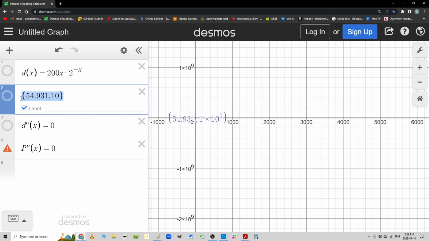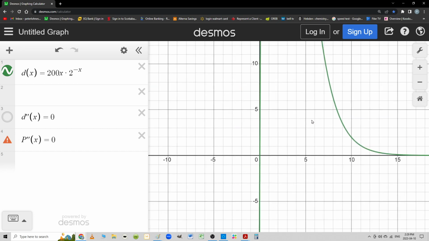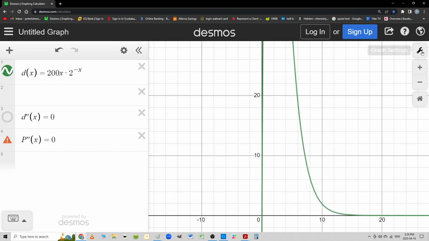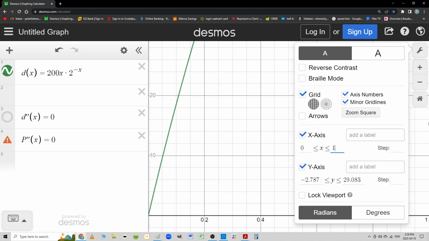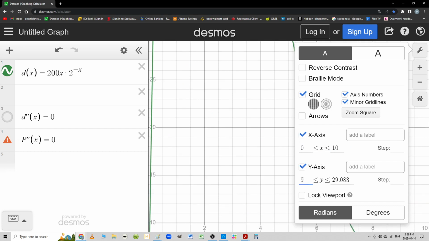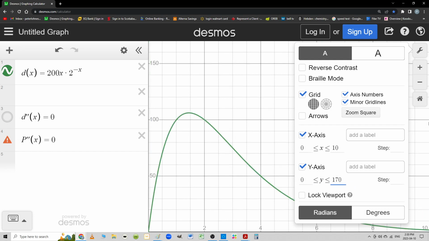I claim that the point of inflection... oh yeah, so I'm going to turn that graph on. I'm going to hit home and maybe see it. There we go. Notice it's going to go way up again. So I've got to do from 0 to 10 or so, and the y-axis is going to go from 0 to 180, let's say, like that.